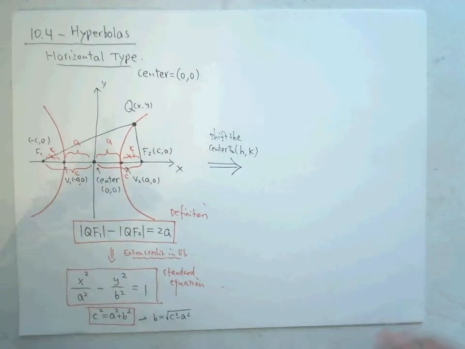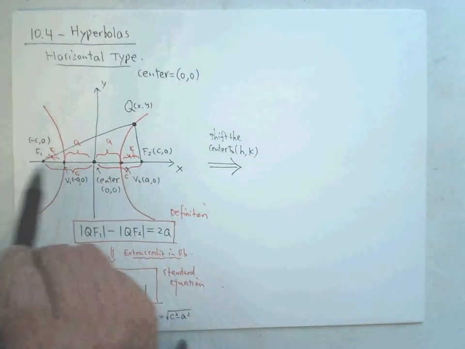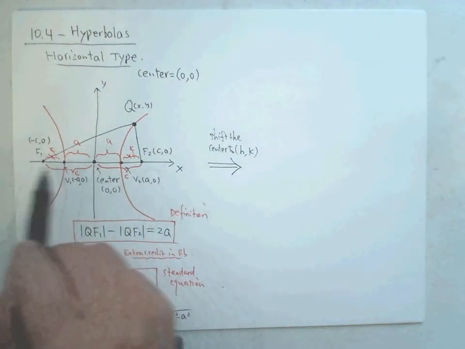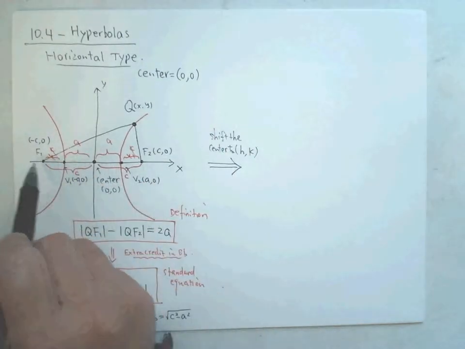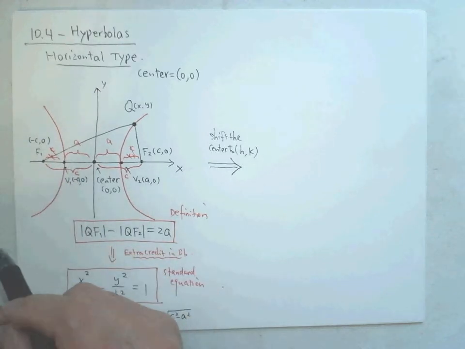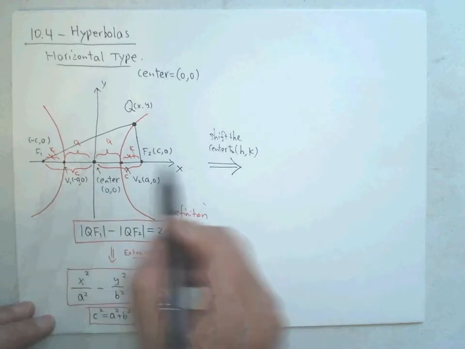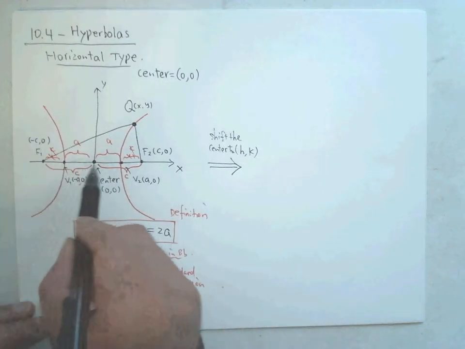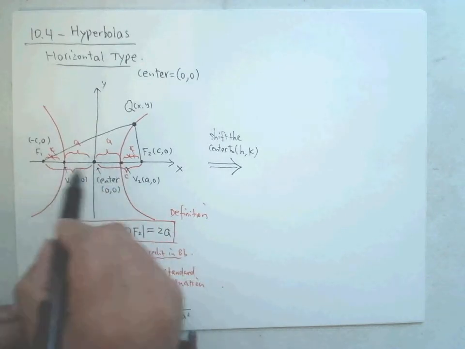Let me see, did I miss anything? Okay, so I want to look at it. We have axes, right? So we have two axes. So this is the major axis. This x-axis, we call the transverse axis, from this vertex to this vertex. So this axis we call the transverse.